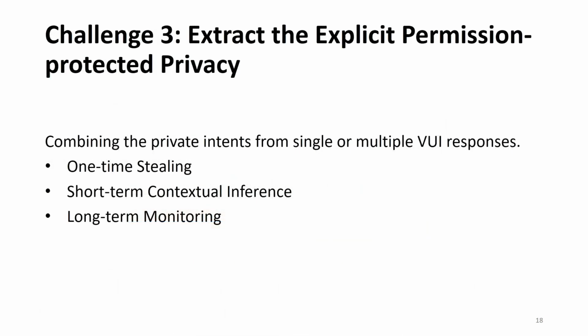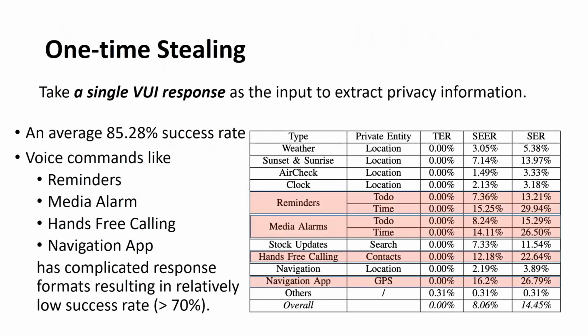The third challenge is that we want to extract the explicit permission-protected privacy information. What we're trying to do is combine the private intent from a single or multiple voice user interface responses. We categorize them into 3 different categories. The first one is one-time stealing. That means we take only a single voice user response as the input to extract the private information.